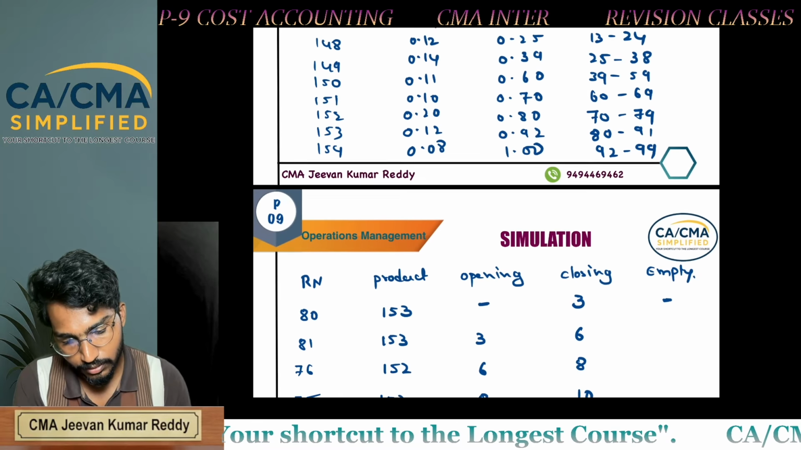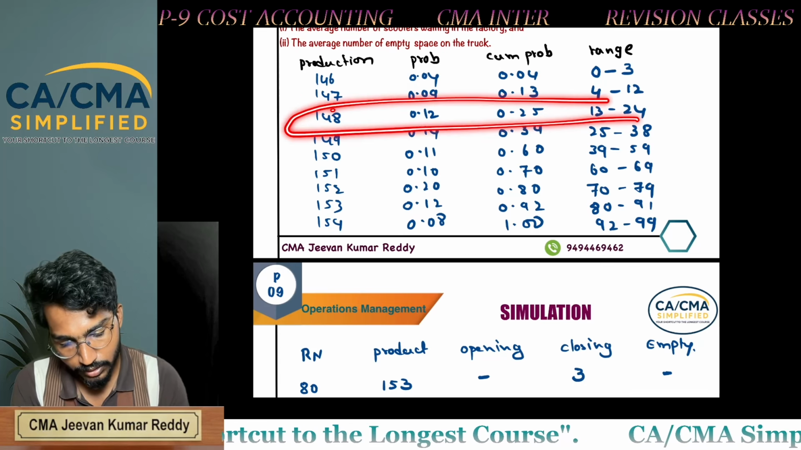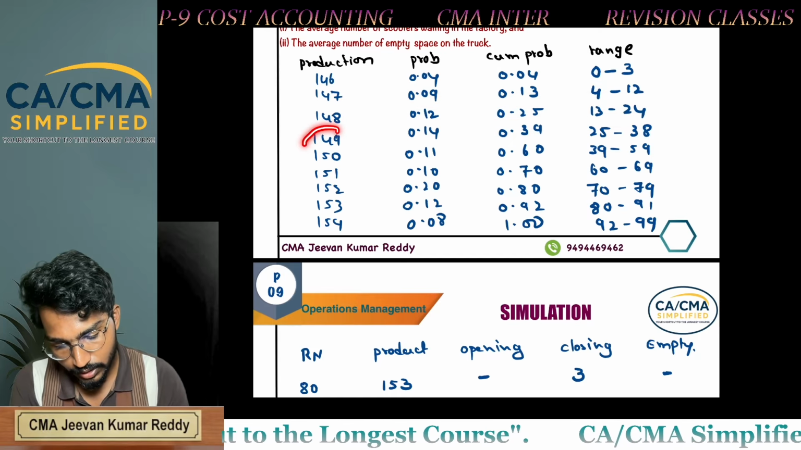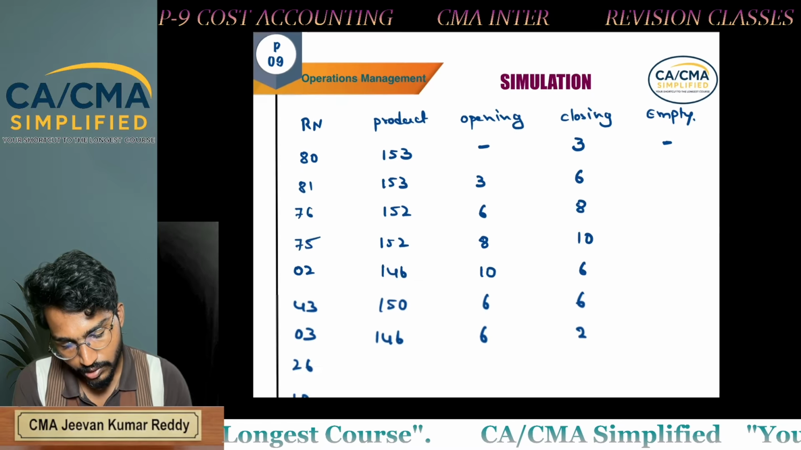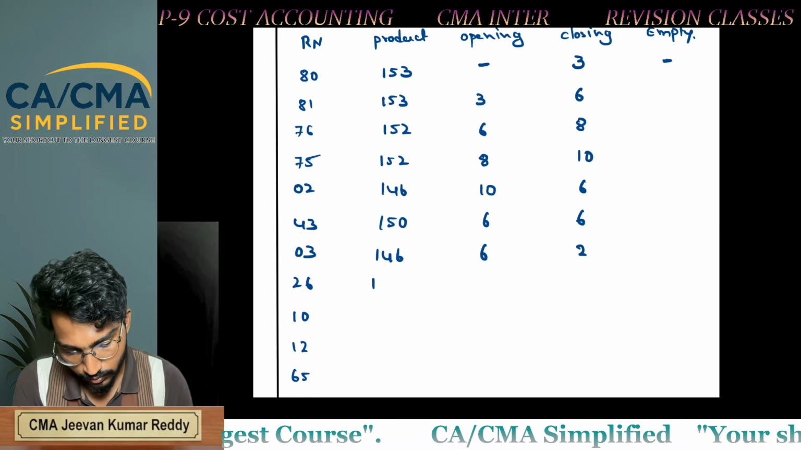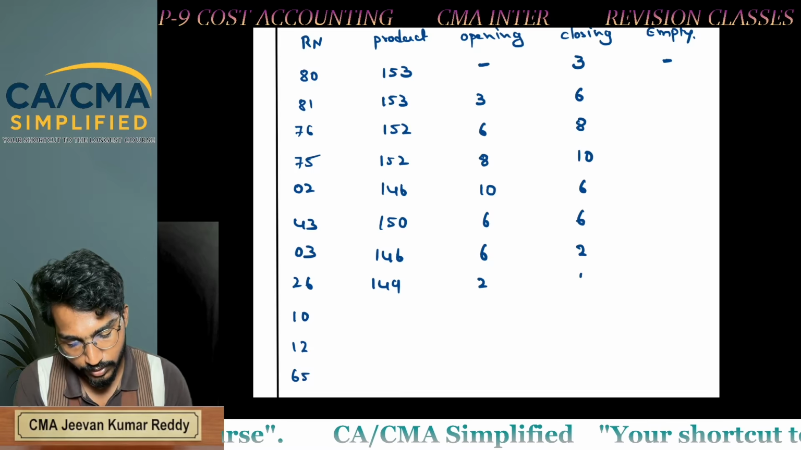Next, 26. That is, sorry, 26. 149. So 149 plus 2, that is 151, minus 1, minus 150, that is 1.